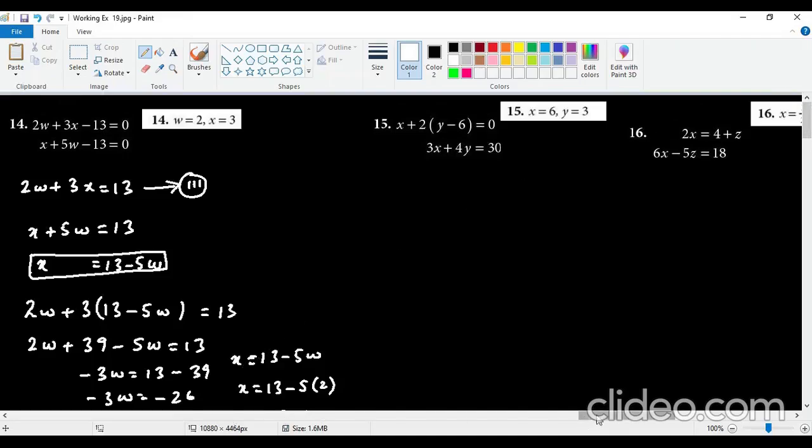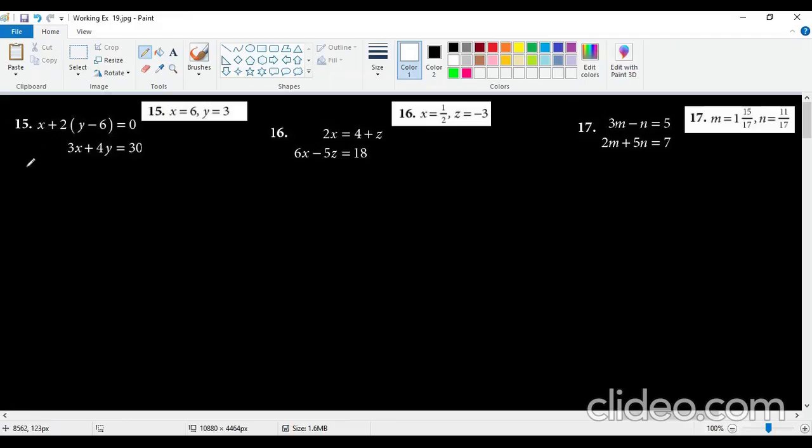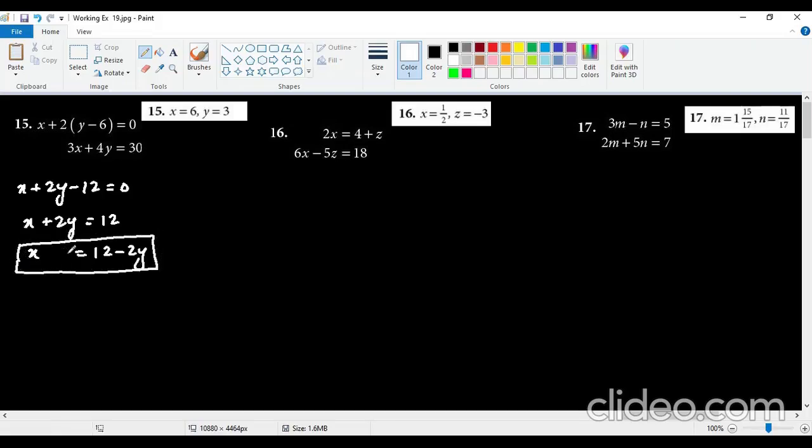Moving on to the next question, which is question number 15. In here I will expand the equation first. x plus 2y minus 12 equals 0. That means x plus 2y equals 12. And here itself I can say x is equal to 12 minus 2y. This is the value of x using equation number 1. And I will use equation number 2, which says 3 times x plus 4y equals 30. I will substitute the value of x, which is 12 minus 2y. That means 3 times 12 is 36 minus 6y plus 4y equals 30.